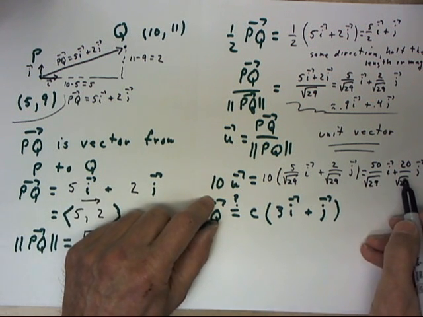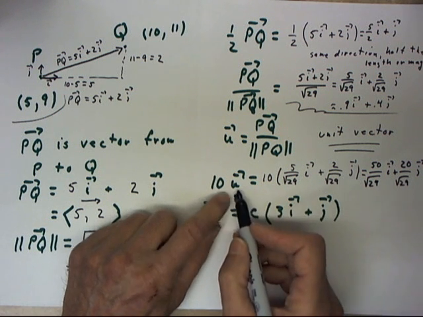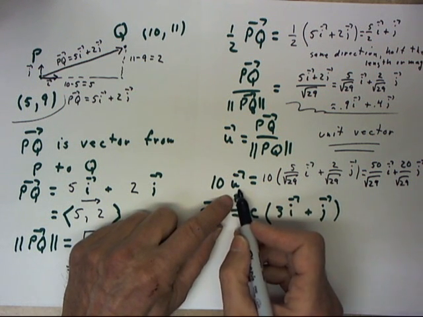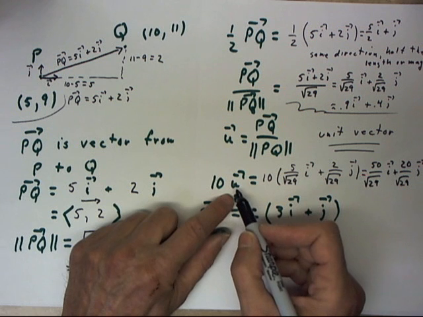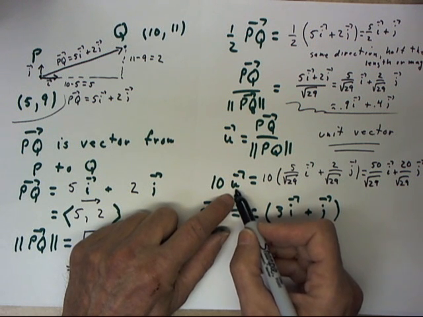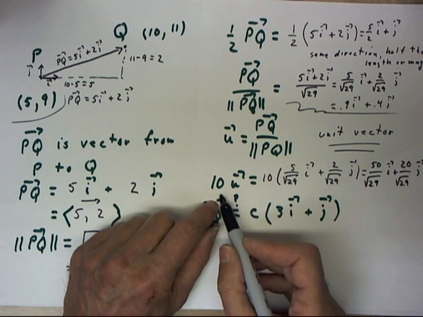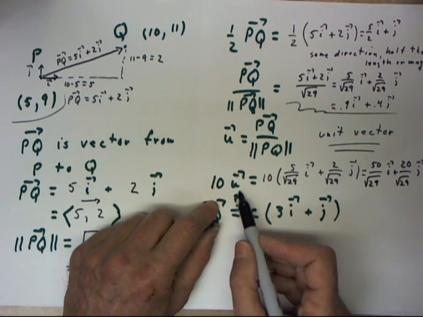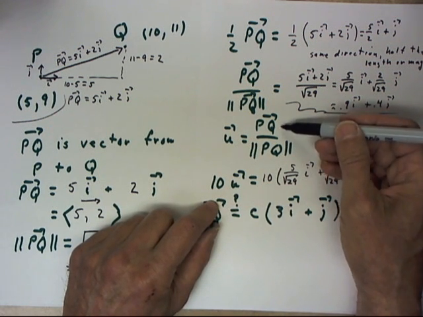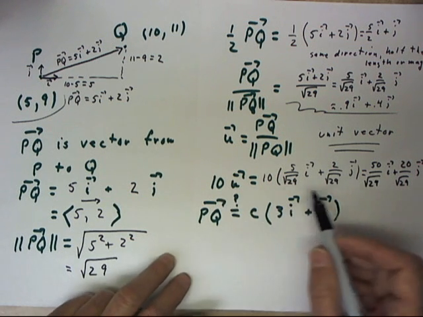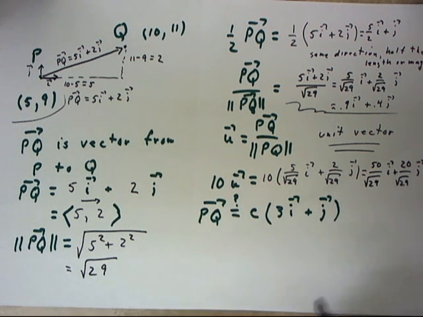This vector is going to be 10 times as long as the unit vector. So, since the unit vector has a magnitude or length of 1, the length of this vector is going to be 10. So the vector 10u has the same direction as the vector PQ, but it has a magnitude of 10.